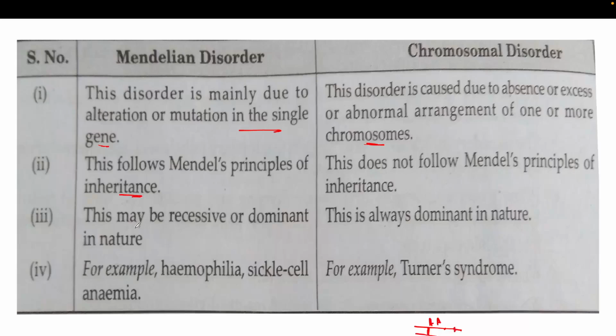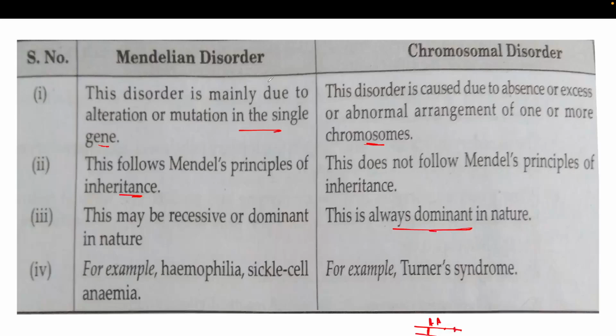Mendelian disorders may be recessive or dominant in nature, and the chromosomal disorder is always dominant in nature. Because it involves the complete chromosome, the complete locus of the chromosome, that's why it always occurs in dominant form. Whereas a Mendelian disorder can occur in recessive as well as dominant form. Examples of Mendelian disorder are hemophilia and sickle cell anemia, and of chromosomal disorder, Turner syndrome and Down syndrome.